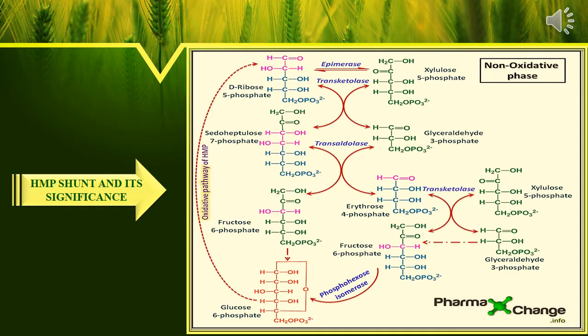Coming to the non-oxidative phase of the HMP shunt pathway, where ribose 5-phosphate is converted to xylulose 5-phosphate, and both the compounds, 5-carbon and 5-carbon, totally 10-carbon, are converted to 7-carbon and 3-carbon moieties. These 7 and 3-carbon moieties are converted again to 6 and 4-carbon moieties. The 6-carbon moiety formed is fructose 6-phosphate. It can be converted to glucose 6-phosphate. So the end product of the HMP shunt pathway is glucose 6-phosphate.